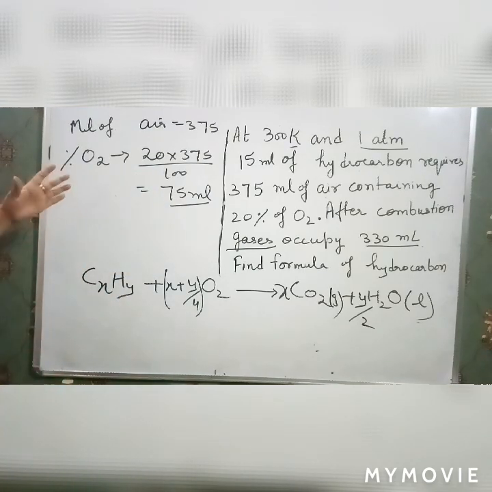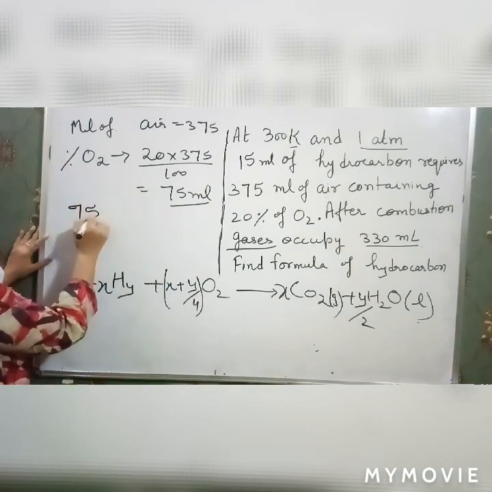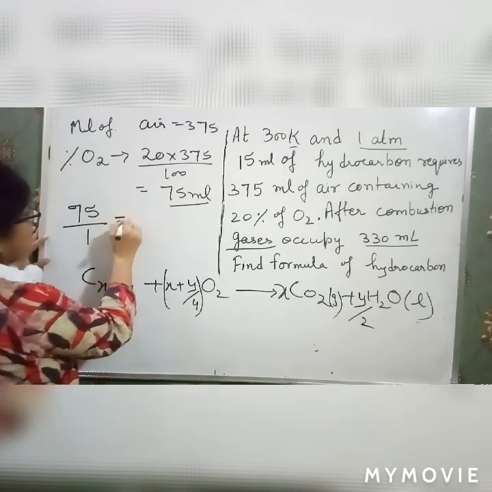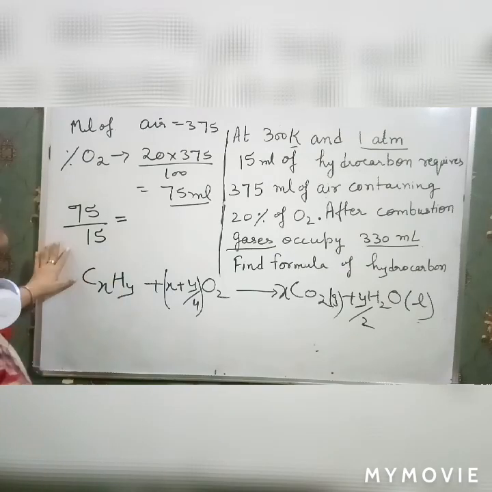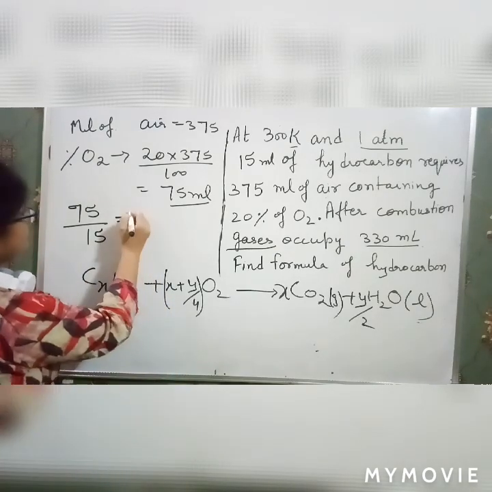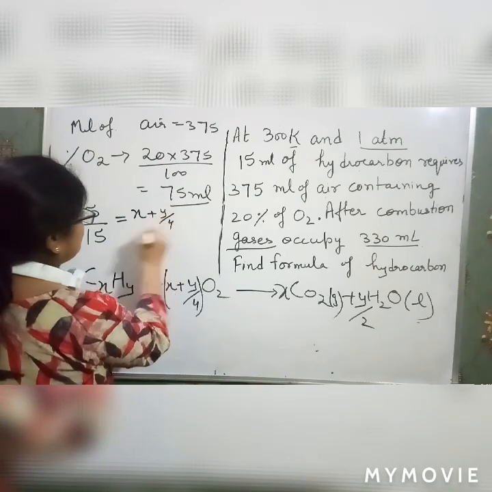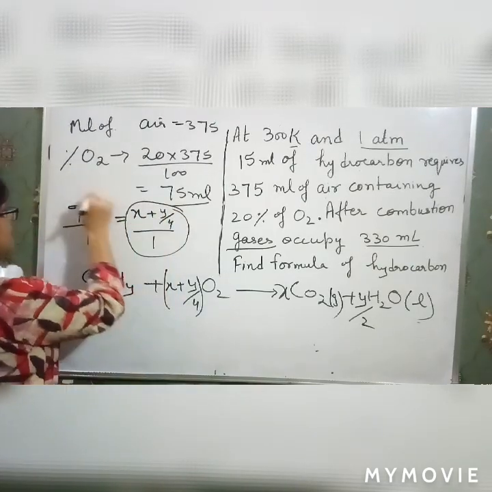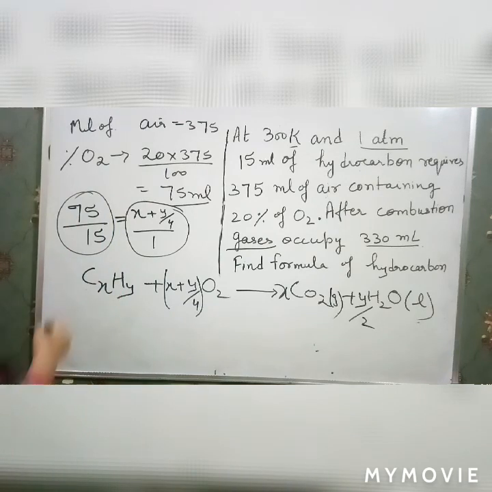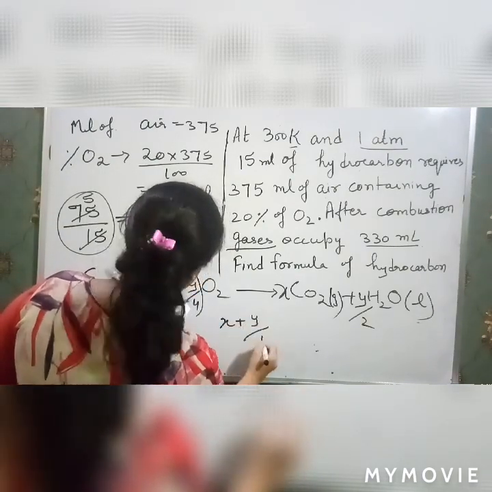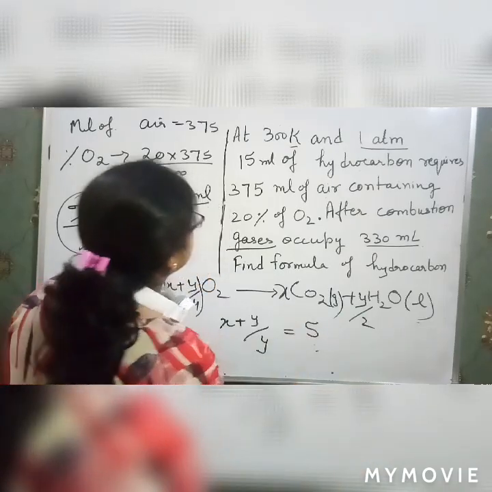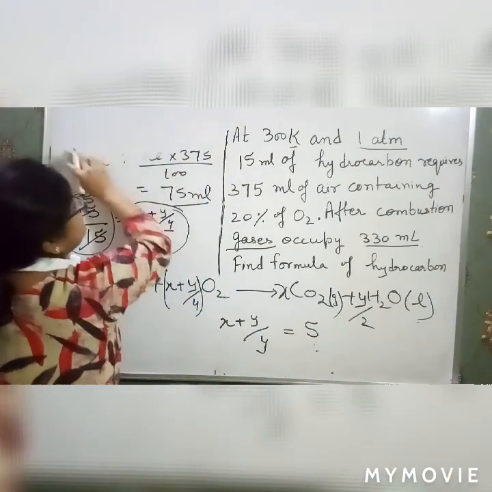That means the oxygen which is utilized here is 75 over 1, which is equal to 75 over 15 ml. We have taken the 15 ml. So this is equal to x plus y by 4 over 1. Clear? So this is the relationship we got here. So when we divide it, we get 5. Okay? So one relationship we got here: x plus y by 4 is equal to 5. Okay? So just proceed forward.